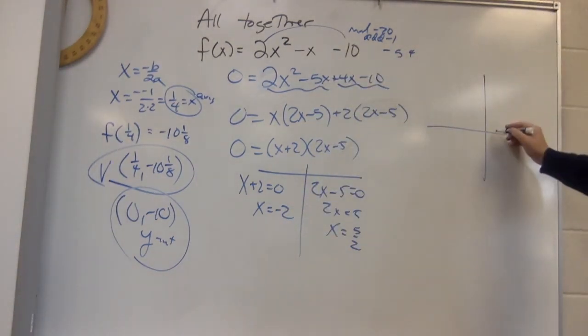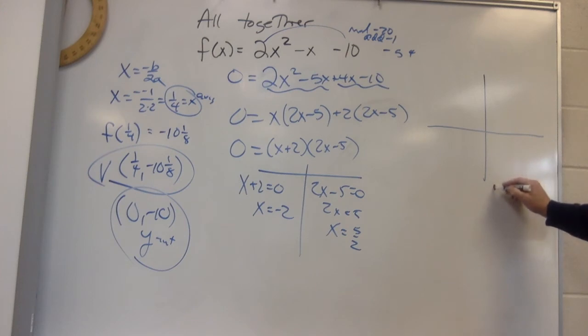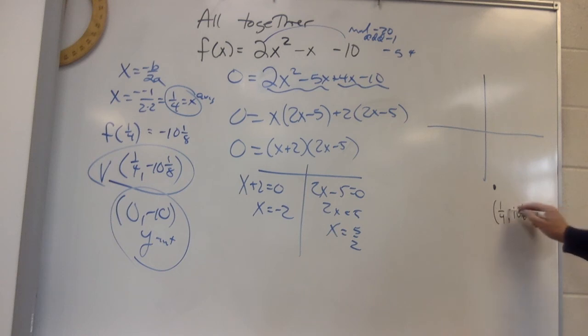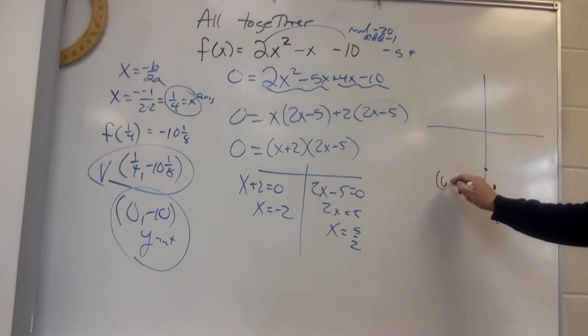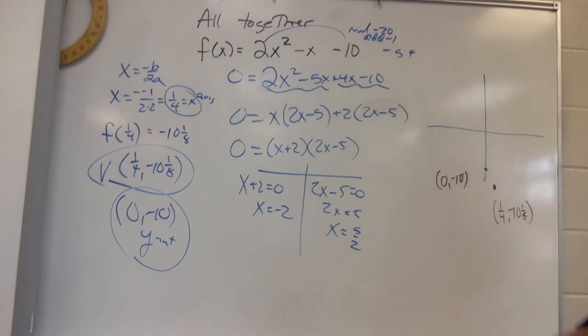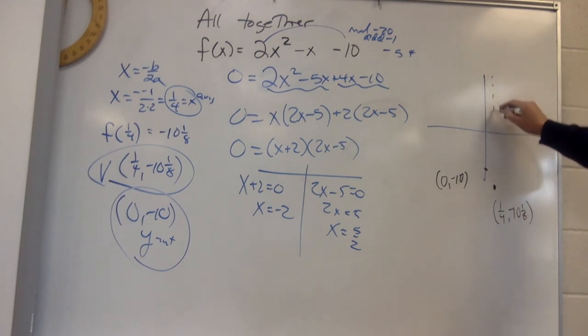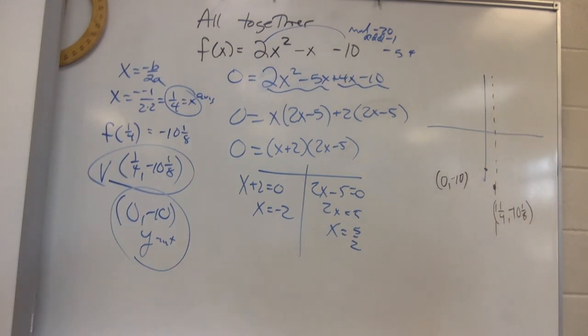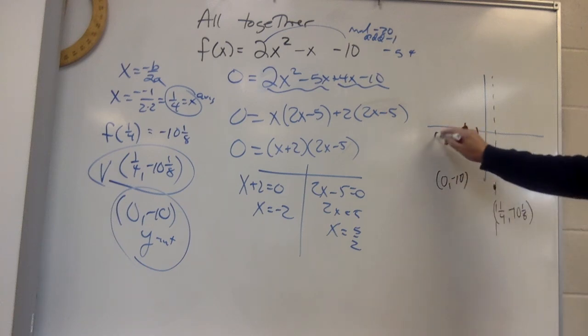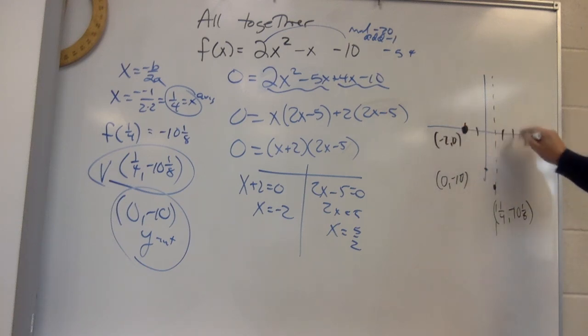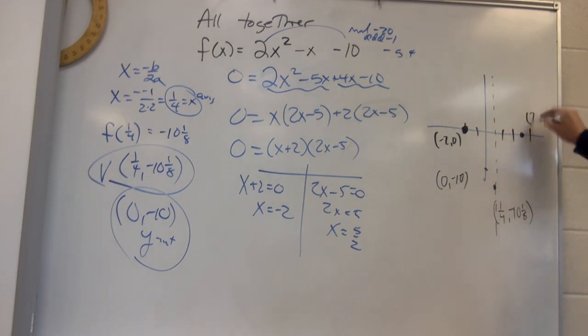The vertex is at 1/4, down 10 and 1/8. The y-intercept is 0, negative 10. The axis of symmetry is x equals 1/4. We've done all that before, and now one of the zeros is at negative 2. The other zero is at 5 halves, which is 2.5.